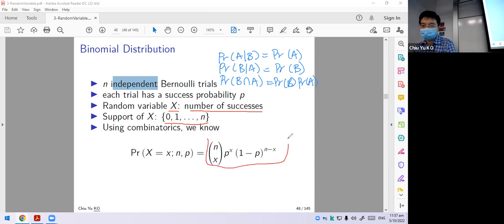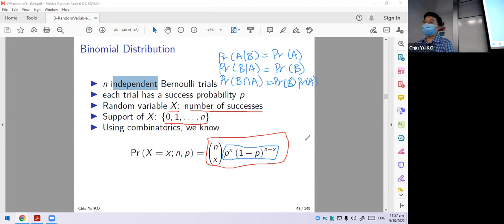This actually comes from the example we had at the end of topic 2. But let me explain why this is true. Look at the blue one first. What's the meaning of this particular expression? This exactly means that if I have x successes, each success has probability p, right?